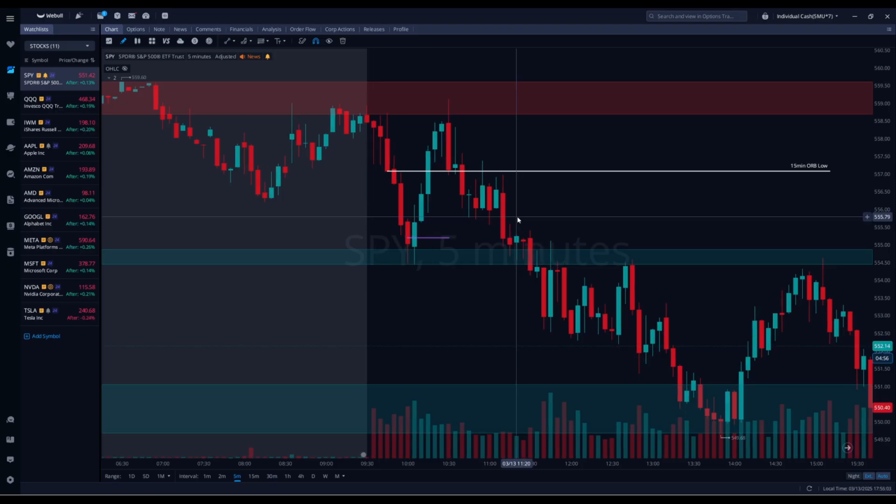The problem that I'm having right now is holding some runners to our final target here. In this case, as you can see, I was looking for a low day breakdown into this demand zone right around 551. If I had held those runners, those contracts would have been about 300, maybe 400% off of these lows.